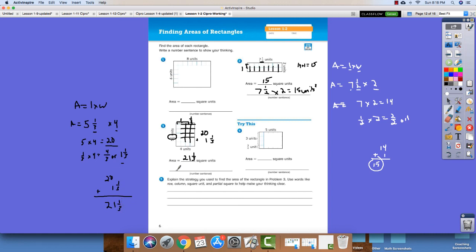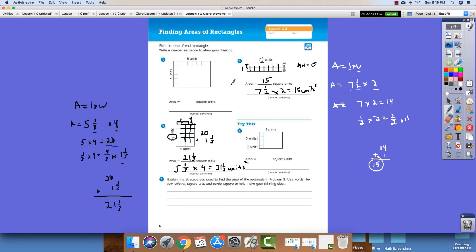And my number sentence for this one would be 5 1/3. Remember, to find area, we multiply our length times our width. 5 1/3 times 4, and that would equal 21 1/3 units squared.